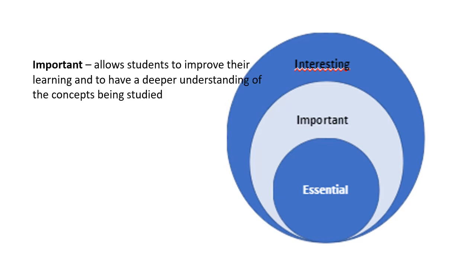Learning that is important allows students to improve their learning and have a deeper understanding of the concepts. In this example, what might be considered important is how to structure a procedural text: a title, a list of material, numbered steps. How to write an imperative sentence might also be an example of important learning.